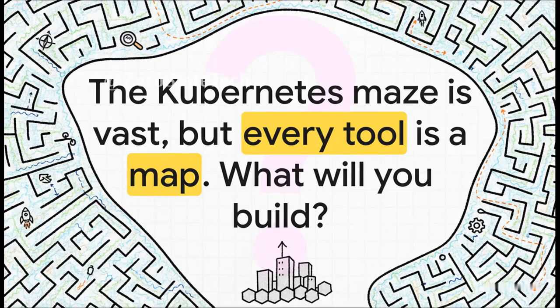Look, the Kubernetes ecosystem can definitely feel like a maze sometimes. It's vast, but it's not unnavigable. Every single tool, every concept, it's just another part of the map that's helping you get where you want to go. So the real question I have for you is this. Now that you have a better view of the landscape, what are you going to build with it?